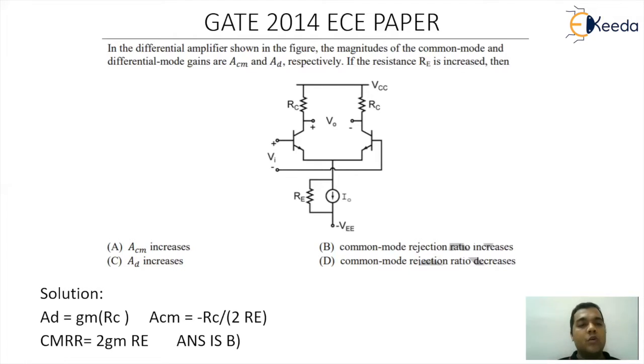So option A is ruled out because it says ACM is increasing, and here the ACM value is actually decreasing. AD increases, but AD is not a function of RE at all, so it is independent. So the only option left was with respect to the common mode rejection ratio. When we see that the RE value is increased, automatically you will find the CMRR has a direct proportion with RE. So you can say indirectly also that the CMRR will increase. So the correct answer for this question is option B, common mode rejection ratio increases.